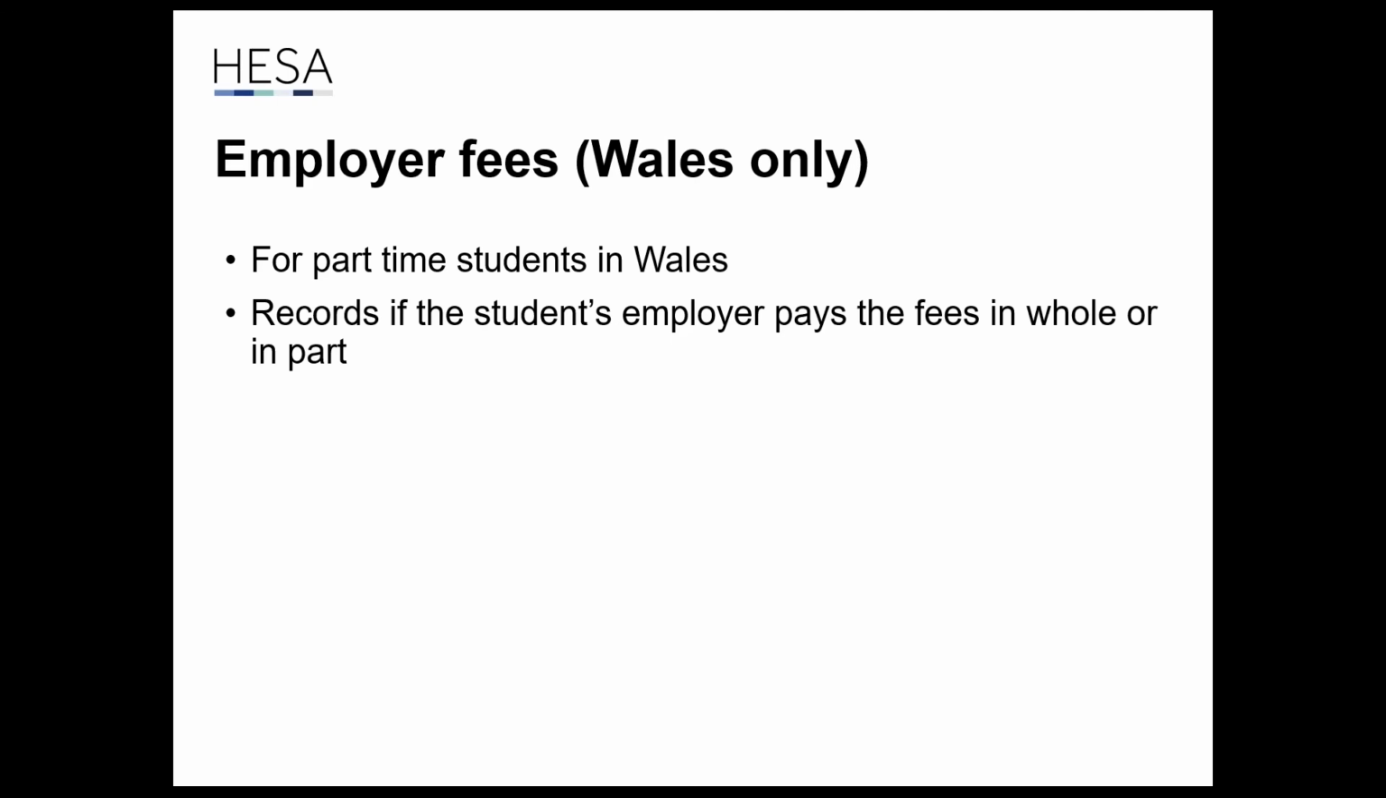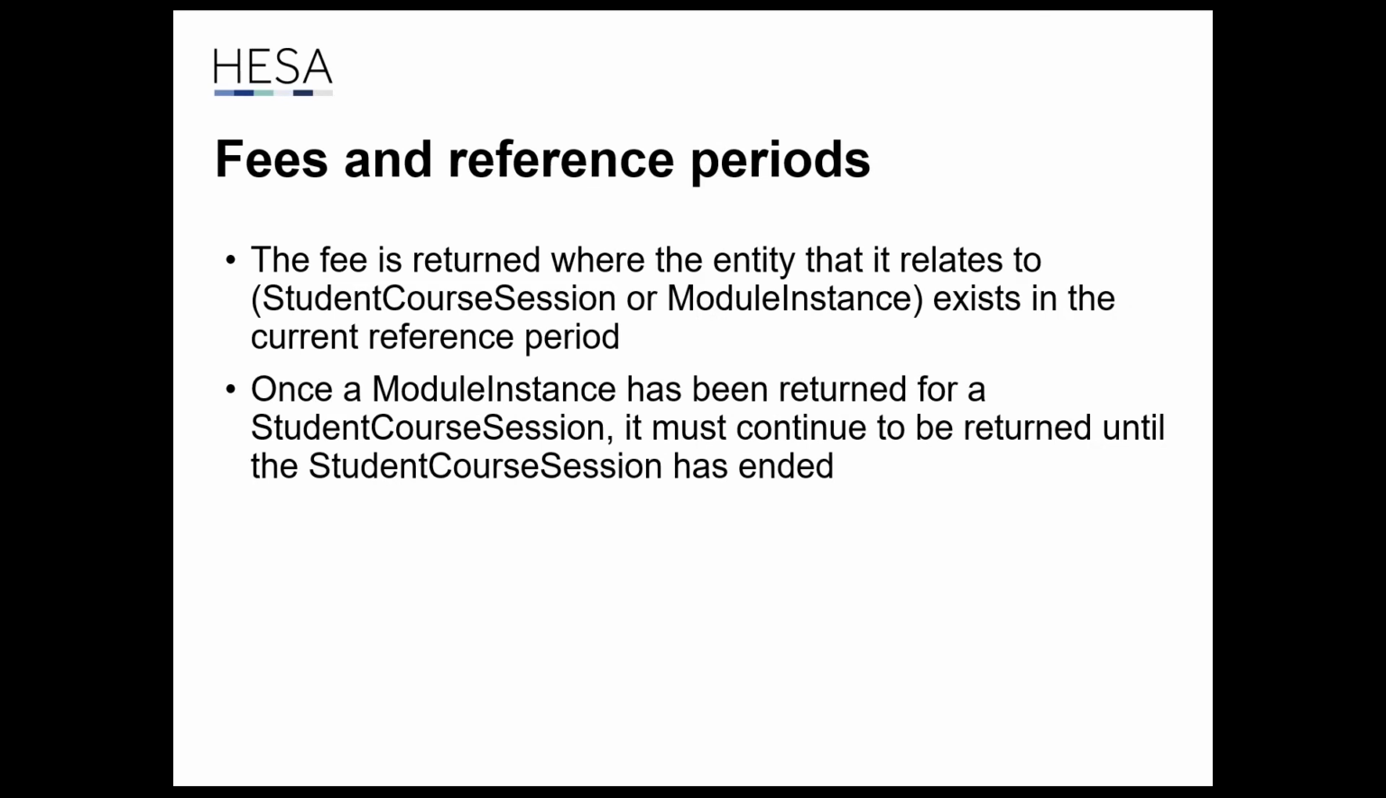To clarify how fees work in relation to reference periods then, a student course session will likely span several reference periods. Module instances may span reference periods as well. The basic rule is that the fees are returned where the entity that it relates to exists in the current reference period. So we'd expect to see that fee returned each reference period where it's relevant.